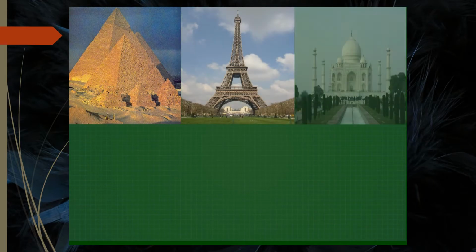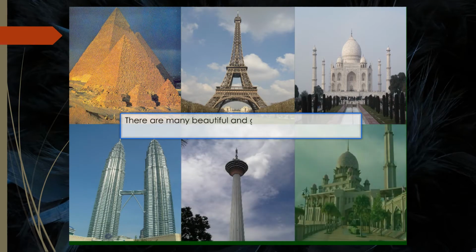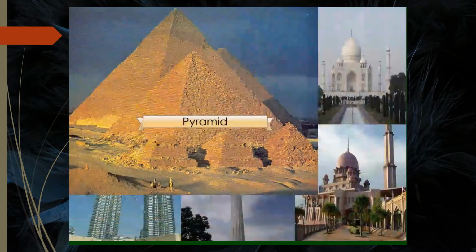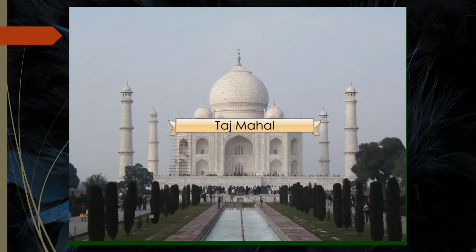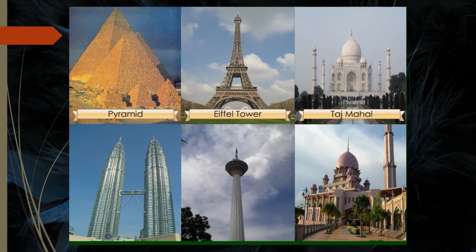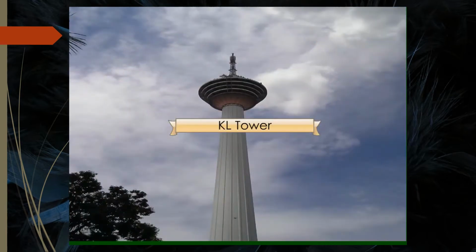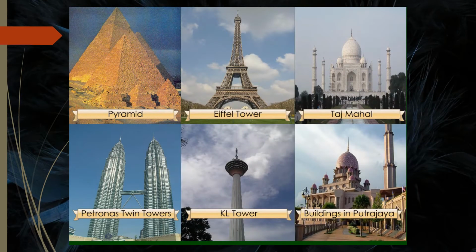Today, we will continue our lesson about plan and elevation. Nowadays, we can see many beautiful and great buildings of old and modern architectural designs in our world, such as the pyramids, the Eiffel Tower, and the Taj Mahal. In Malaysia, we also have quite a number of wonderful and great buildings, such as the Petronas Twin Towers, the KL Tower, the buildings in Putrajaya, and many more.